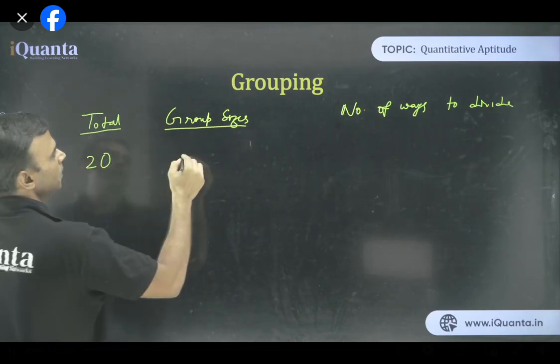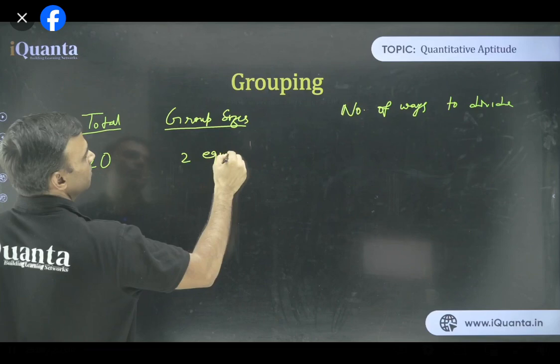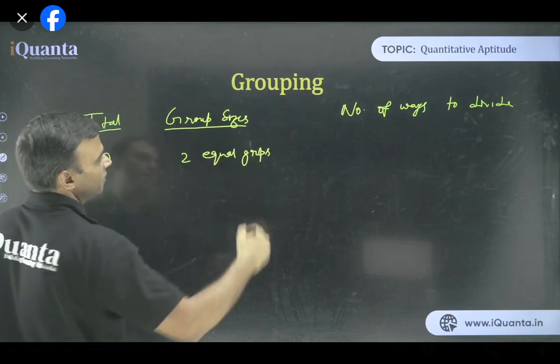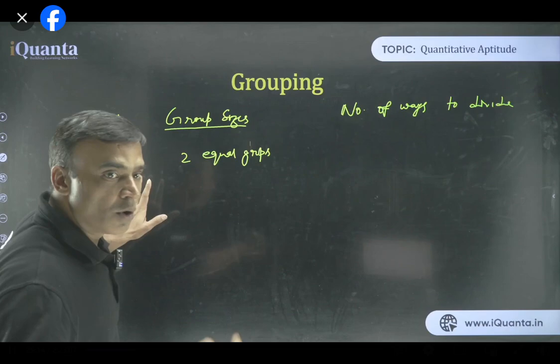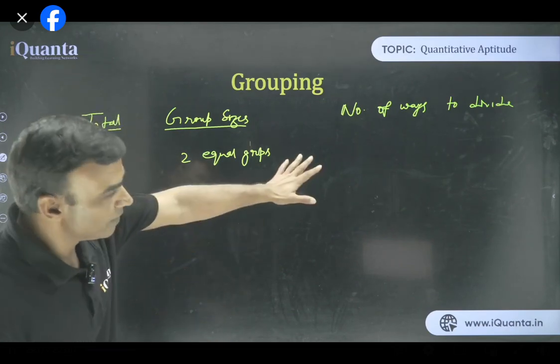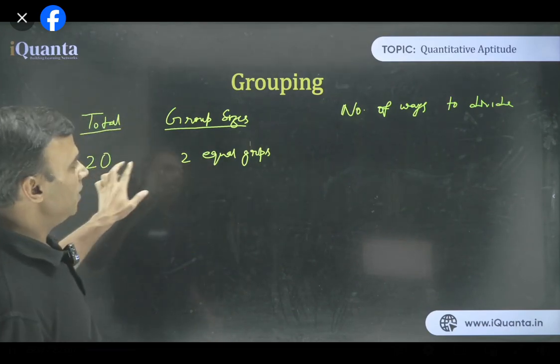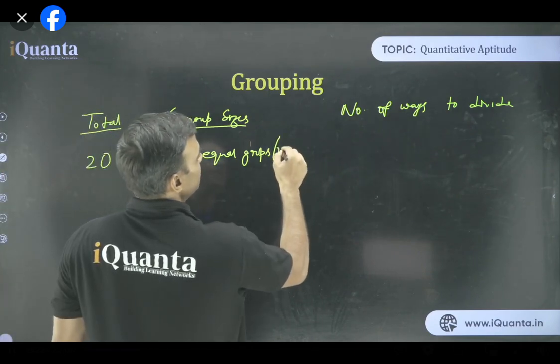20 people, 2 equal groups. Or rather, I'll do it with you. Those who have understood, go ahead and do it. And those who have not understood, do it with me now. 20 people, 2 equal groups. What does that mean? 10, 10.